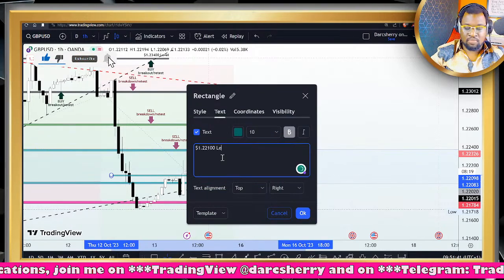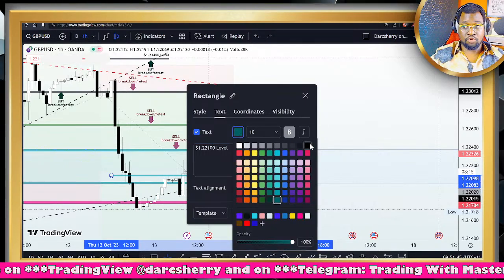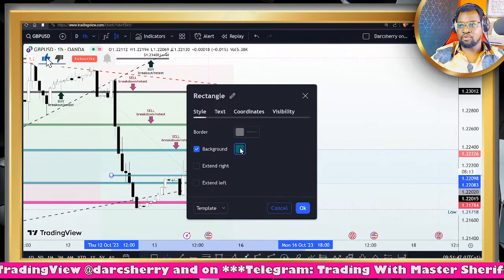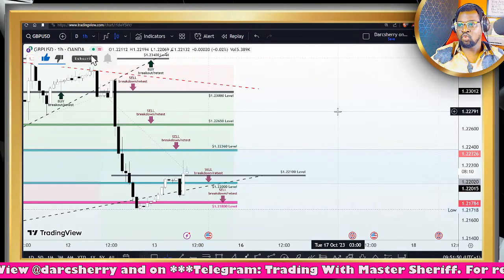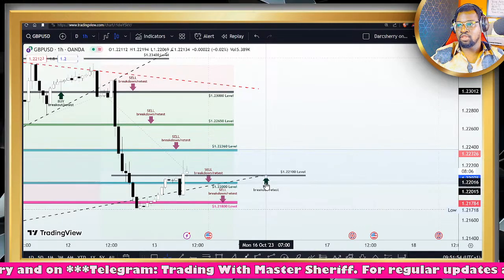The 1.22100 level seems promising to place a buy stop order. If you're profitable so far this week, you can afford to do that. But if you're not, then you want to wait for some confirmations to happen before you jump into this position.